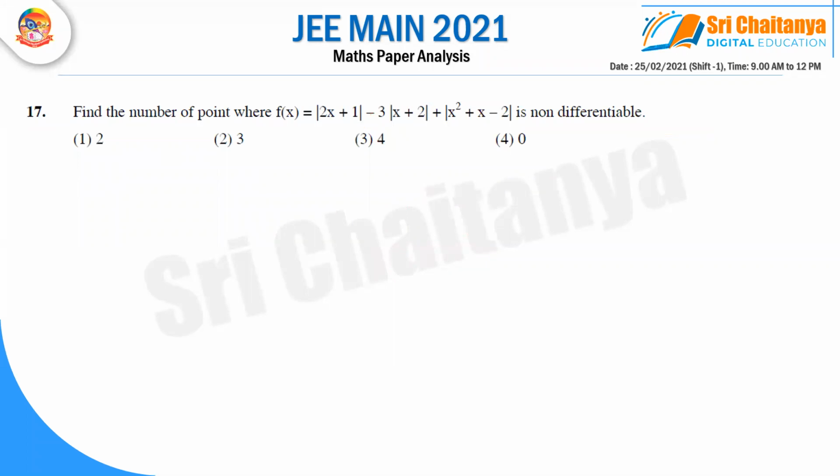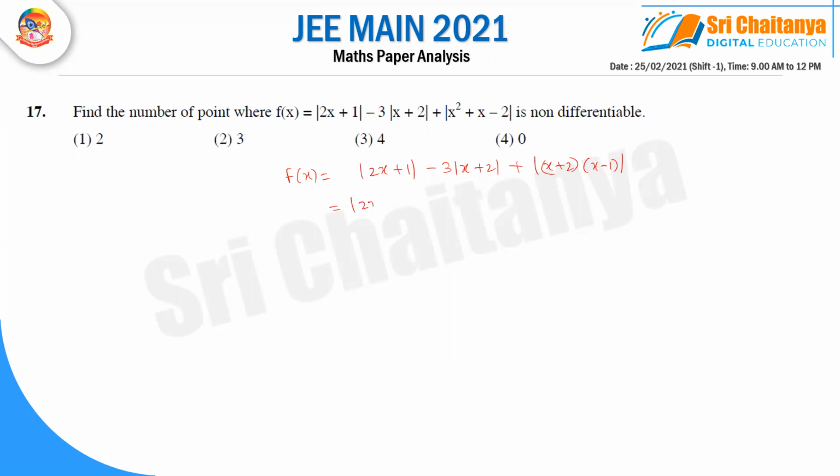Next. So here, the number of points where it is non-differentiable. So what will I get? f of x equal to mod of 2x plus 1 minus 3 mod x plus 2, sorry, plus mod of (x plus 2) into (x minus 1).